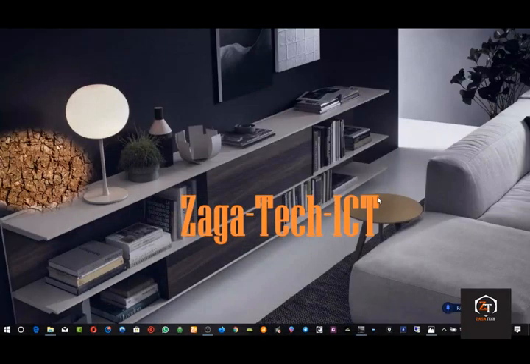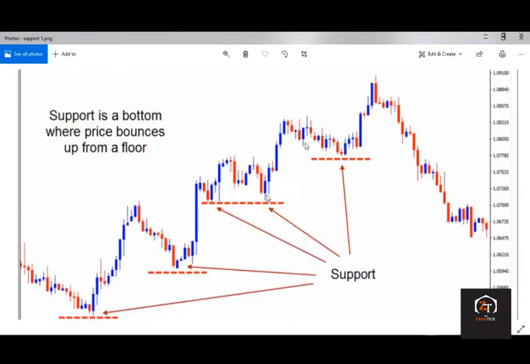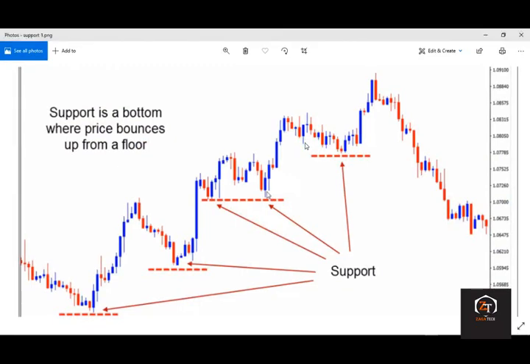Hello guys, ZagaTech Effects. In this first lesson, we're going to talk about support in forex trading, and stage by stage we continue. So let me use this to talk about what I want to say. The first thing you need, let's take a quick look at support. What is support?